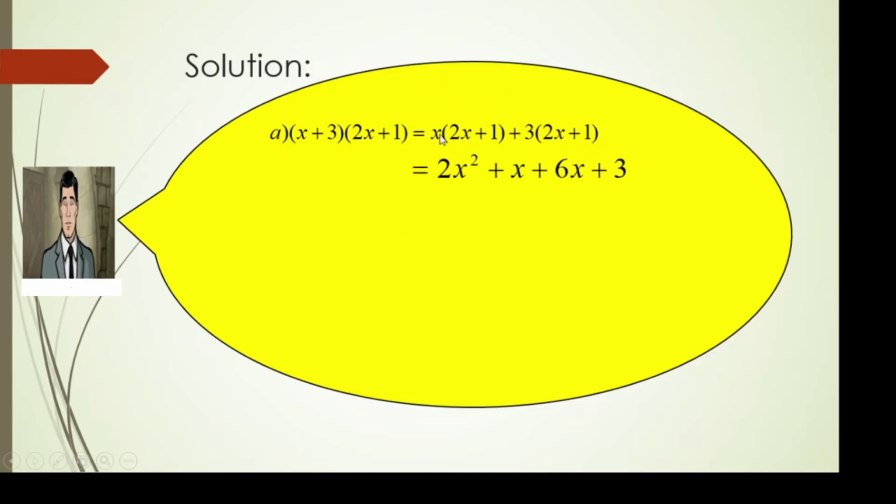Then distribute the variable x inside this quantity, and it becomes 2x squared because you add the exponent of x and this x. Then multiply x times 1, and that is x. Then distribute 3 to 2x plus 1. First, you multiply the numerical coefficients, 3 times 2, that is 6. Then copy x, then multiply 3 times 1, and that is 3. So copy 2x squared, then combine x and 6x, and it becomes 7x. Then copy 3. This is the final answer.